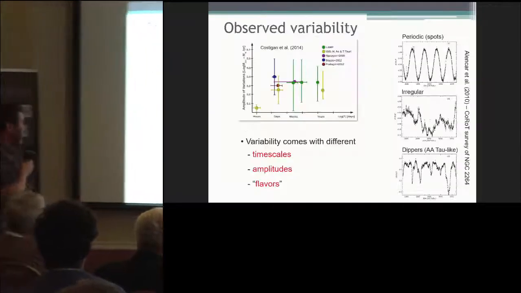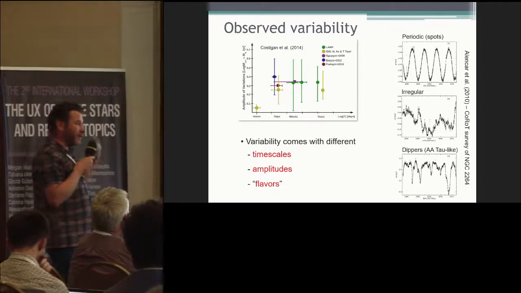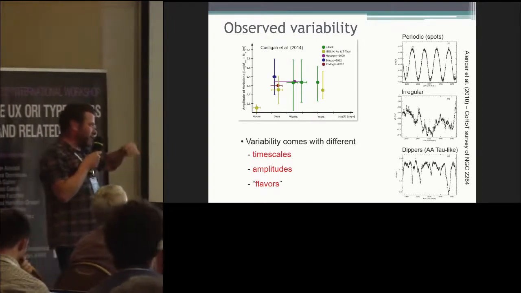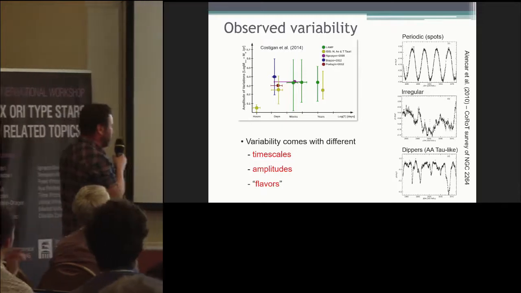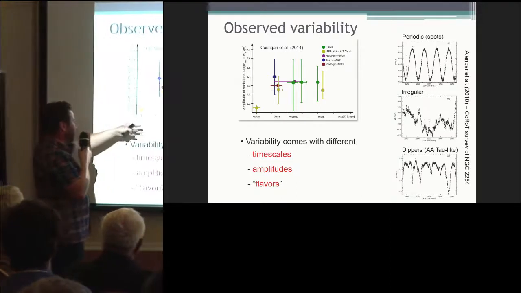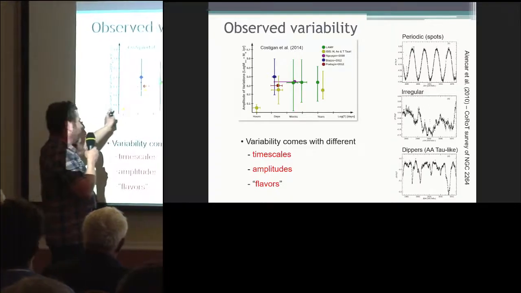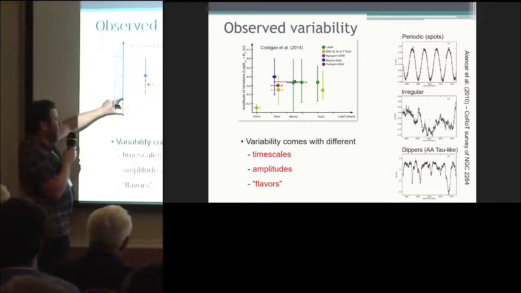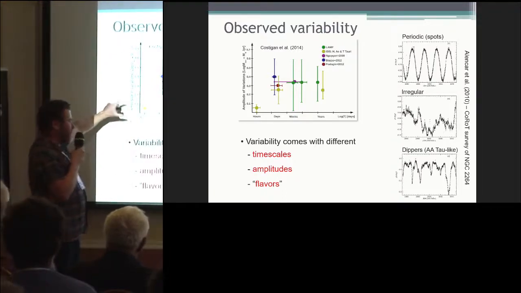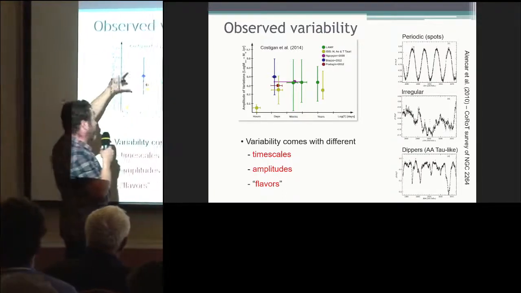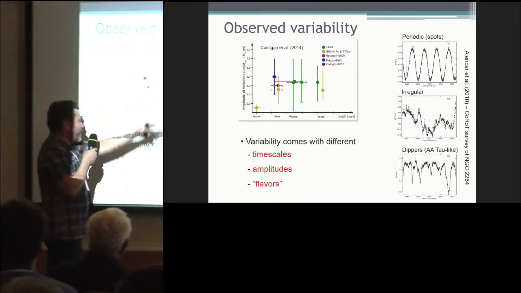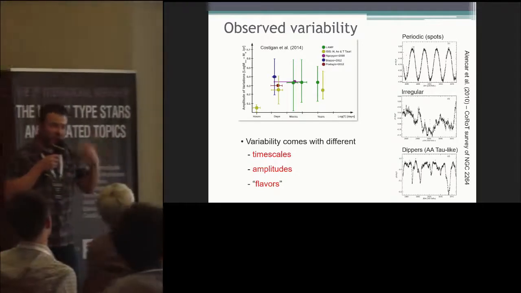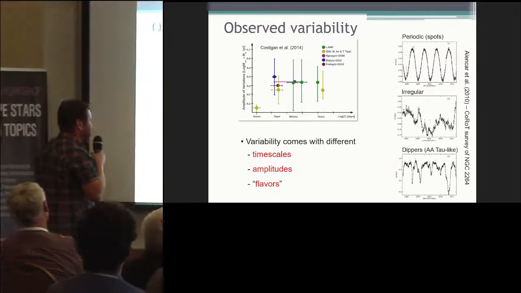Okay, so the last part of the talk, the third part: variability. Variability in T Tauri stars comes in different timescales. We saw already yesterday that we can see variability from the hour timescales to the year timescales with different amplitudes, while the hour timescale is of small amplitude. The main variability is in the days to weeks regime. That means that most likely it is something related to the rotation of the star.